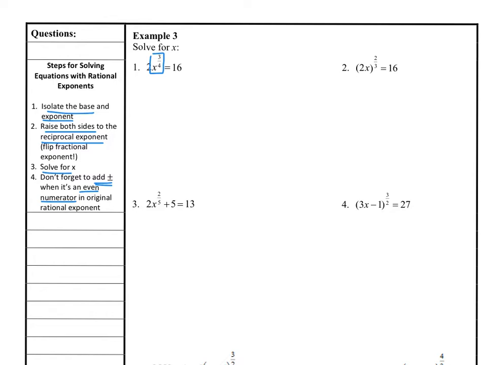Okay, so step 1 for this is to isolate the base. So I'm going to get rid of that 2 by dividing both sides by 2. Those cancel. We're left with x to the 3/4 power equals 8. Just so we know, the numerator is not even, so it's an odd numerator, and I'm not going to have to add the plus or minus at the end. So I'm going to raise to the reciprocal power, which is step number 2. It's going to be to the 4/3 power. Raise this one to the 4/3 power, and cancel, cancel. It's just x equals, type that right into your calculator.